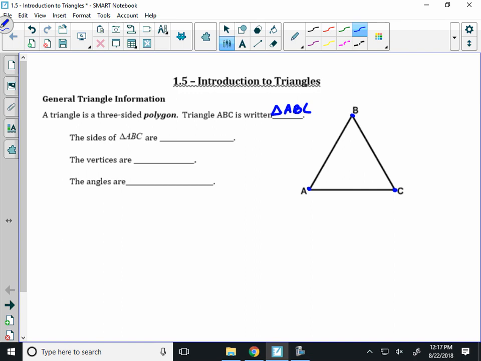The sides of the triangle are just the segments that make up that triangle. So give me one side or one segment that makes up that triangle. What's one of them? A to what? So segment AB. That's one side. A to B. Right there. What's another segment that makes up that triangle? B to C. Again, we start at point B, we go to point C, there's that segment, and what's that final segment? C to A.